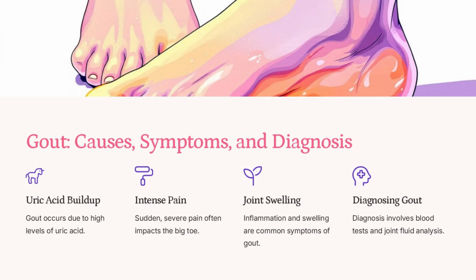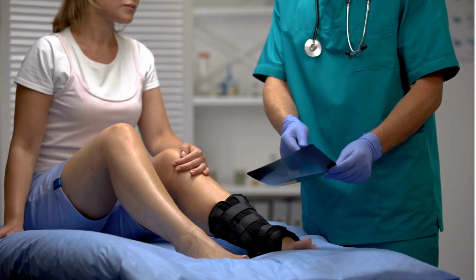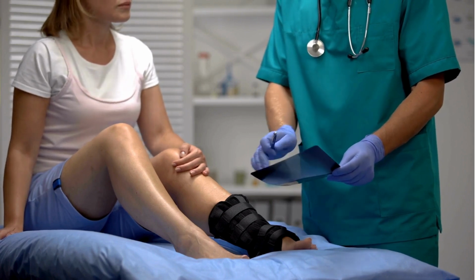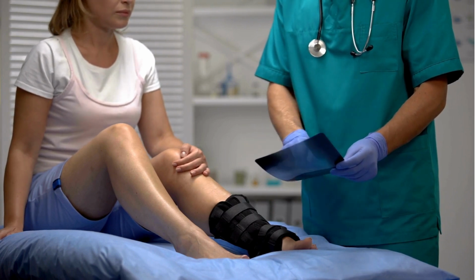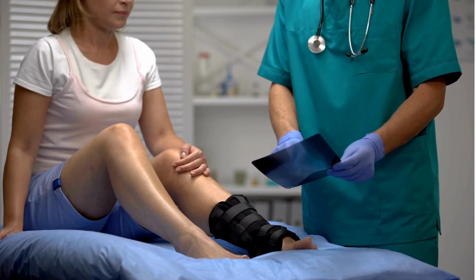Diagnosing gout involves blood tests to measure uric acid levels, as well as analysis of joint fluid to look for the presence of uric acid crystals. This helps distinguish gout from other types of arthritis and ensure proper treatment. Gout is a type of arthritis caused by high levels of uric acid in the body. Effective gout treatment involves a combination of medications and dietary changes.